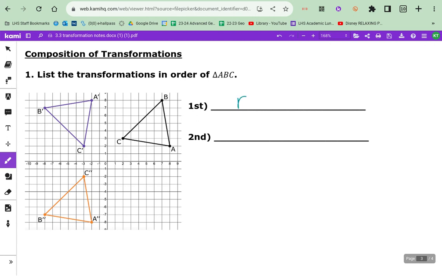All right, I think I saw all you guys get rotate 90 degrees and reflect over the x-axis.